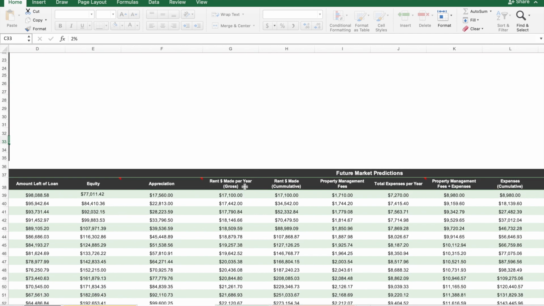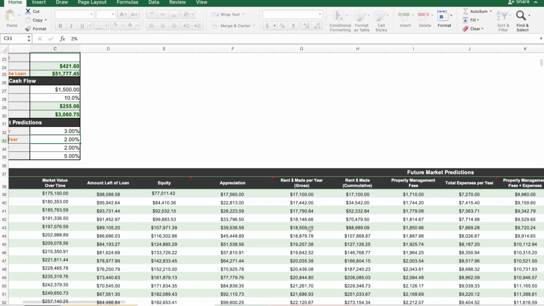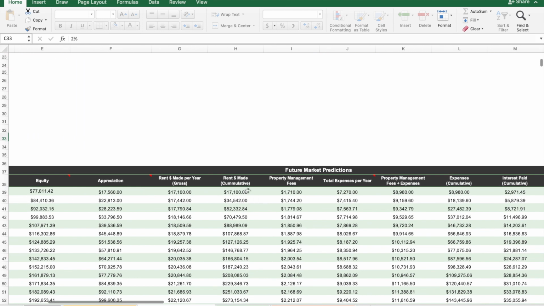Here is the gross rent made every year, and that's going to go up the 2% that you have set up here. So you're going to consistently charge 2% more every year. That's going to be your target. This is the rent made total cumulative. So whenever there's cumulative under the header, that means year over year you're going to keep adding on top of what was already there to get a running total.